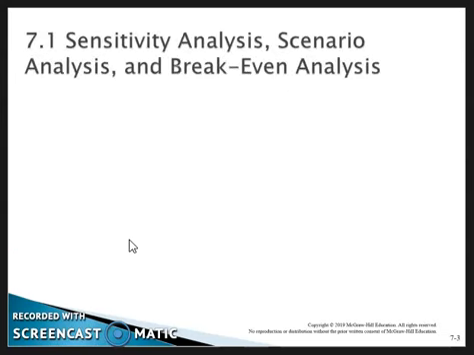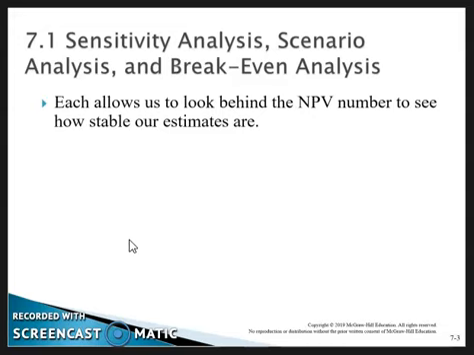So, sensitivity analysis, scenario analysis, and break-even analysis. Each allows us to look behind the NPV, or net present value, number to see how stable or volatile our estimates are. We can look at different changes and evaluate their likelihood and see, depending on how likely those possibilities are, we may choose to walk away from a project.